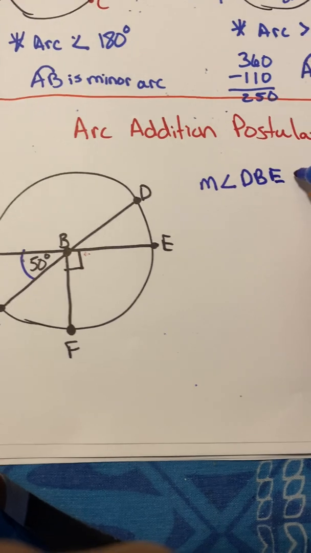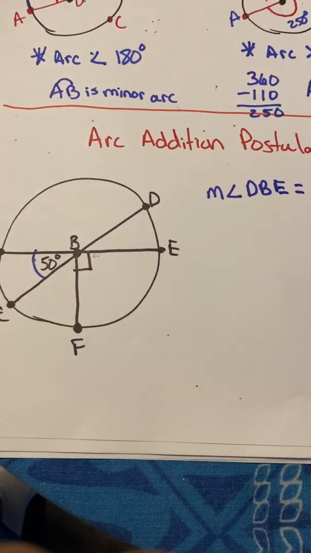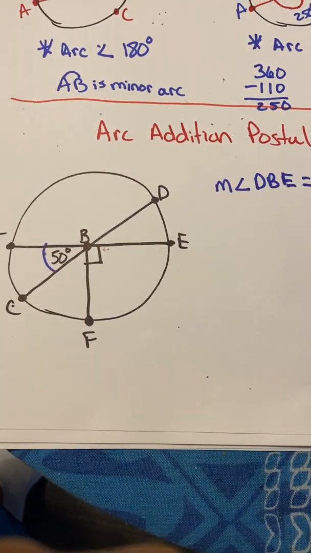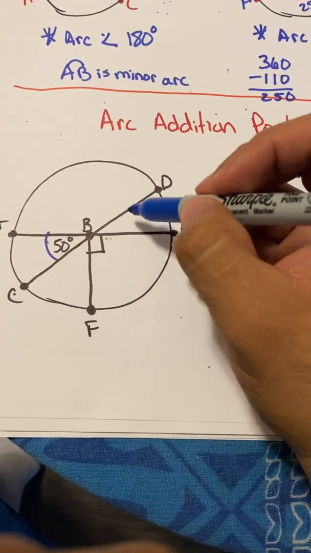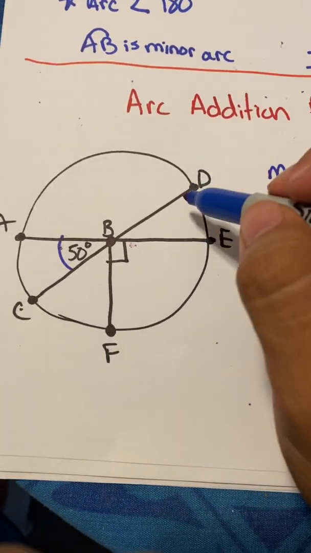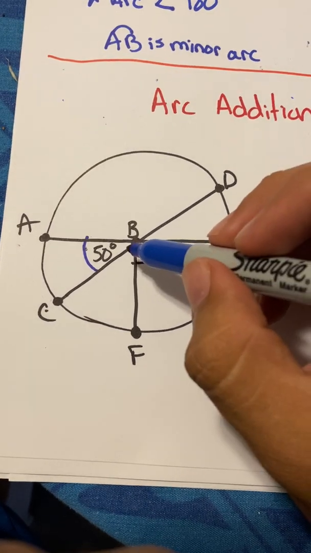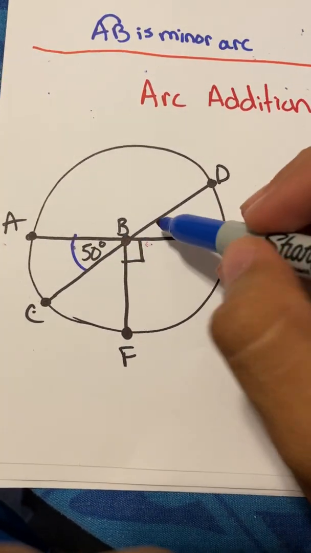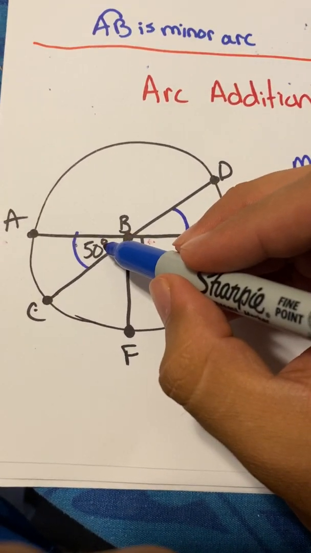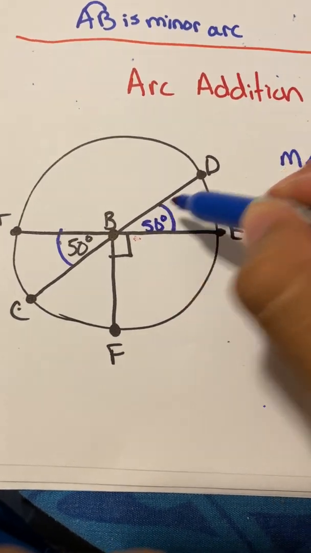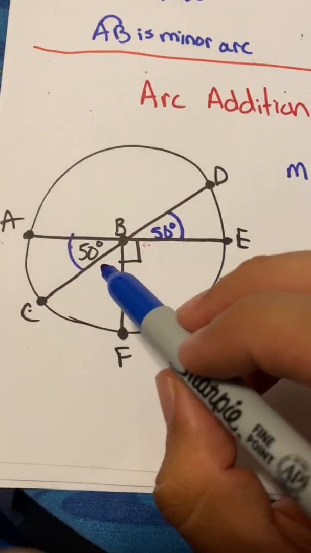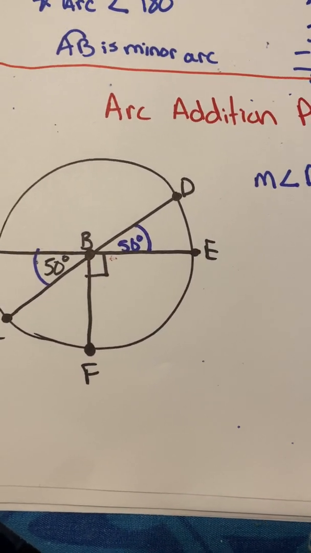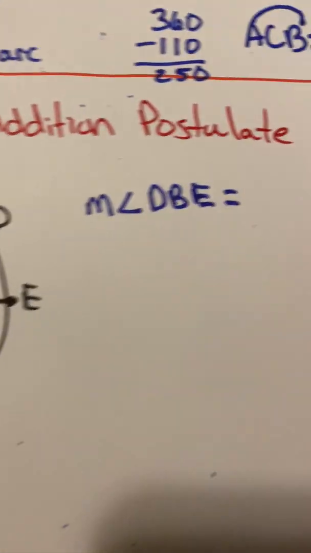Okay, so the question would be, what is the measure of angle DBE? Well, DBE is this angle right here. The good thing is that DBE is part of vertical angles ABC and DBE. So these two are vertical angles, which means that if this one is 50 degrees, this one is also 50 degrees. Simple enough, right? If they're vertical angles, the measure of angle DBE is going to be 50 degrees.